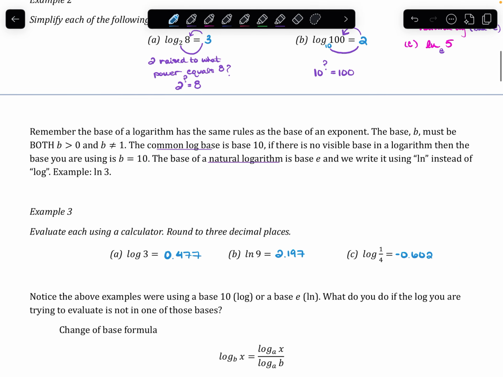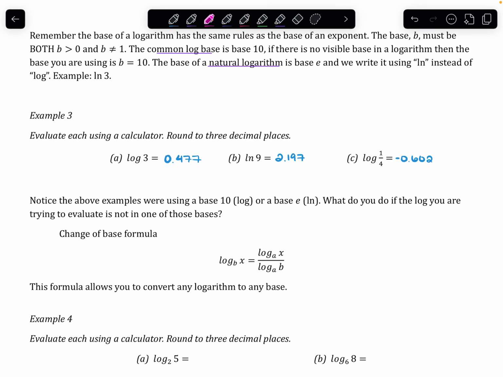All right, so notice every single one of those examples we just did was either a base 10 LOG or the base E, the LN. So you got to make sure you know what to do if it's not a base 10 or a base E. So the next formula is your change of base formula. This is for converting any log base to any other log base. We have a base 10 button, log, on our calculator, and we have a base E button, but we don't have the other buttons.